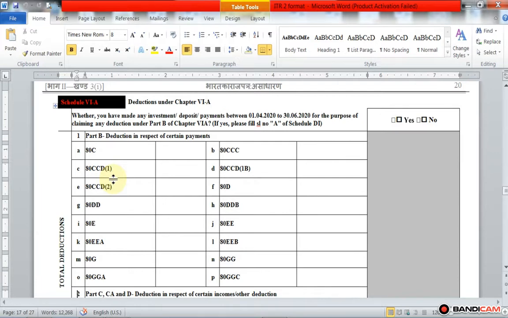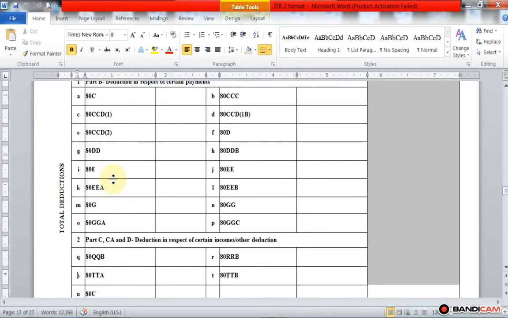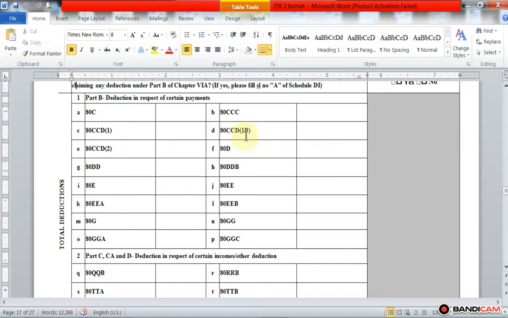Then 80EEA, and 80G relates to donation. Donation is given to a charitable organization, and then 50% is allowed for deduction. We already studied the deduction under section 80G, 80GGA. Then the next ones are 80CCD, 80D, 80DDB, 80EE, 80EEB, 80GG, 80GGC. So these are the deductions in respect of payments. It means the assessee contributes certain income in these sections, and then gets a deduction under the respective sections.